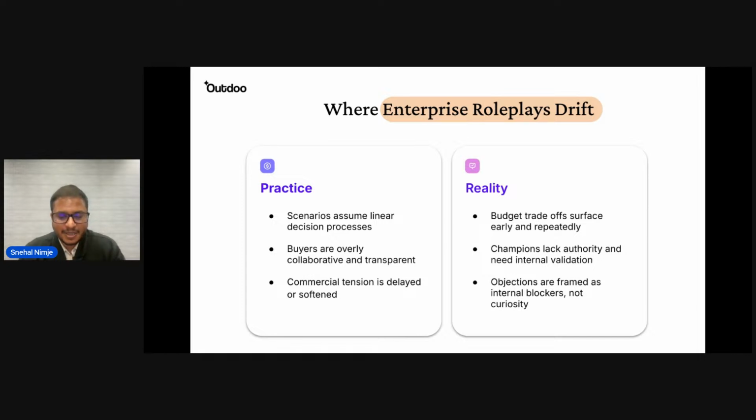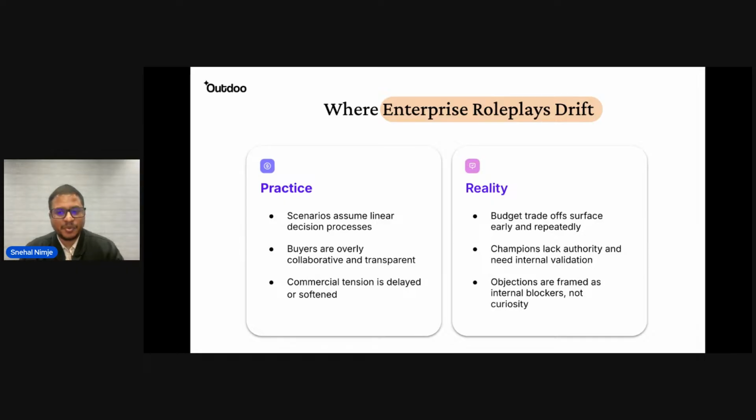But it turns out that the buyers have become advanced, right? And the real situation, especially in the enterprise sales cycle, is not exactly how we expect it to be, right? There are situations where the budget cycle might just come up early in the conversation.